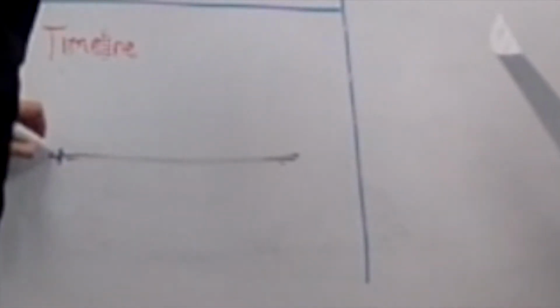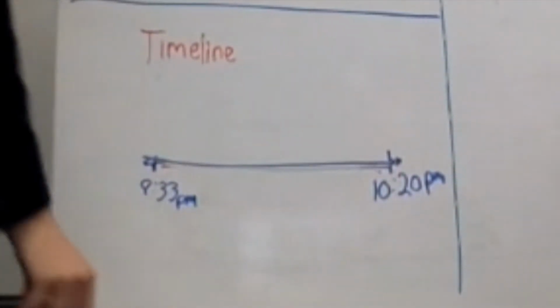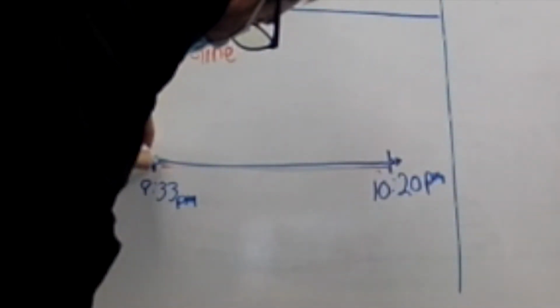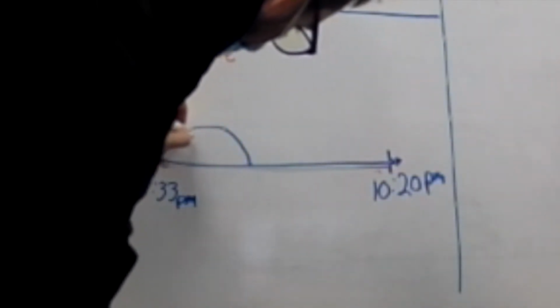Thank you. I started with the start time, 8:33 p.m., and I ended with the end time at 10:20 p.m. I like that you include p.m. Alright, so we got this timeline here. So what I did was to see how many minutes can go to 9 o'clock. And how many minutes does it take to get to 9 o'clock? 27 minutes.